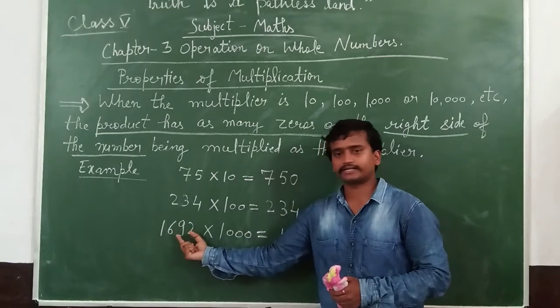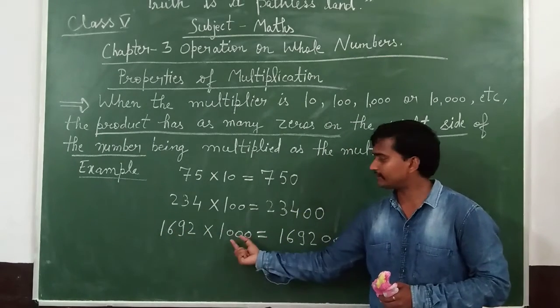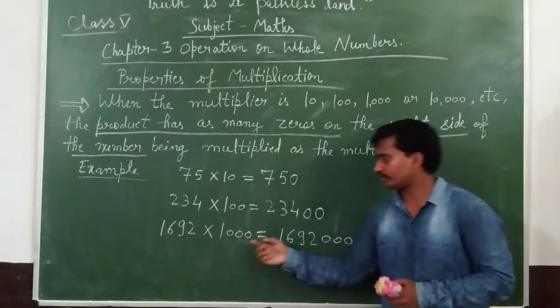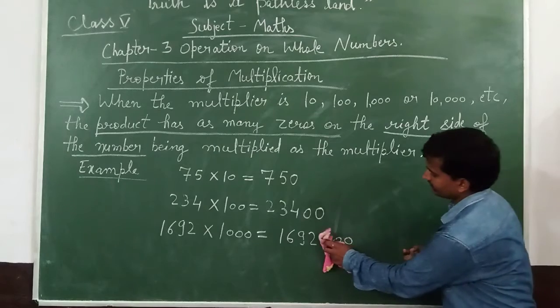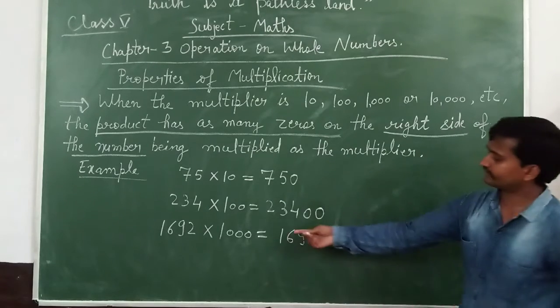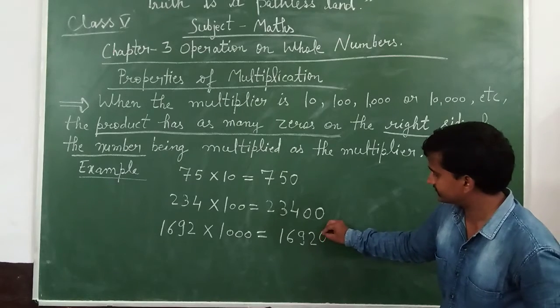Similarly, 1692 multiplied by 1000. Here the multiplier has 3 zeros, so we write this number 1692 and after this we put 3 zeros on the right side of this.